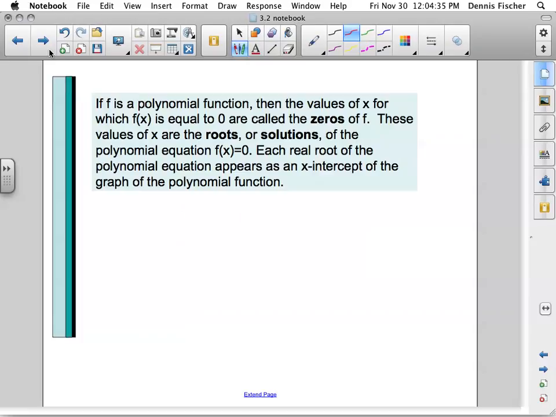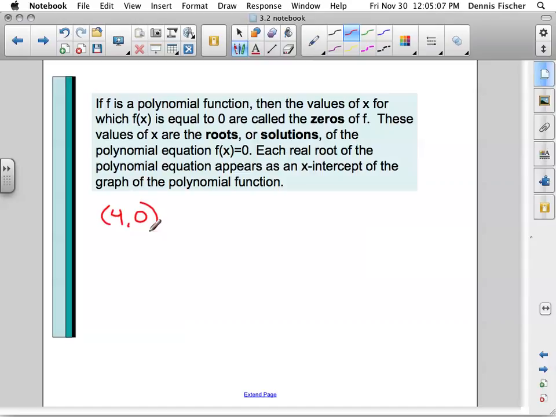If a polynomial function, then the values of x for which f of x is equal to 0 are called zeros. We know this. We have other names: answers, solutions, roots. Anything else? Answers, x-intercepts, all those. Each real root of a polynomial equation appears as an x-intercept of the graph. When I write x-intercepts, I write them as a point. So let's say my graph crosses at 4, 0. My x-intercept is 4, 0.